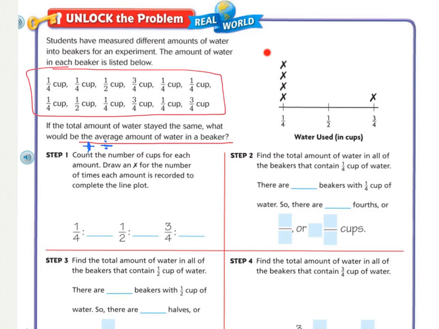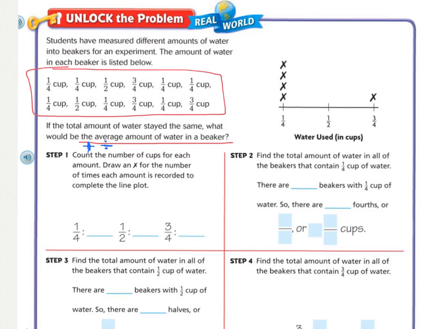And you'll see right here, this is the beginning of a line plot. A line plot is a number line, and in this case it's broken into 1/4. So it has 1/4, 1/2, which is the same as 2/4, and then 3/4. And your number line is based upon what your data points are.